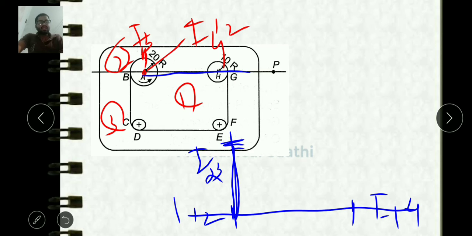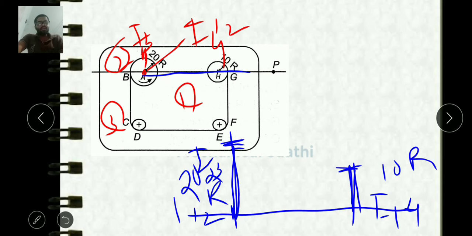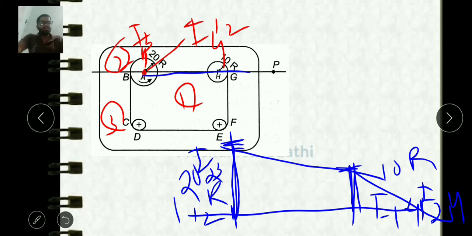So I23 is at a distance of 20r, and I34 is at 10r, you can say. So this is 10r. If we connect this, it will meet somewhere here, and this point will be I24. We need to find the position of this one. So how can we find that?